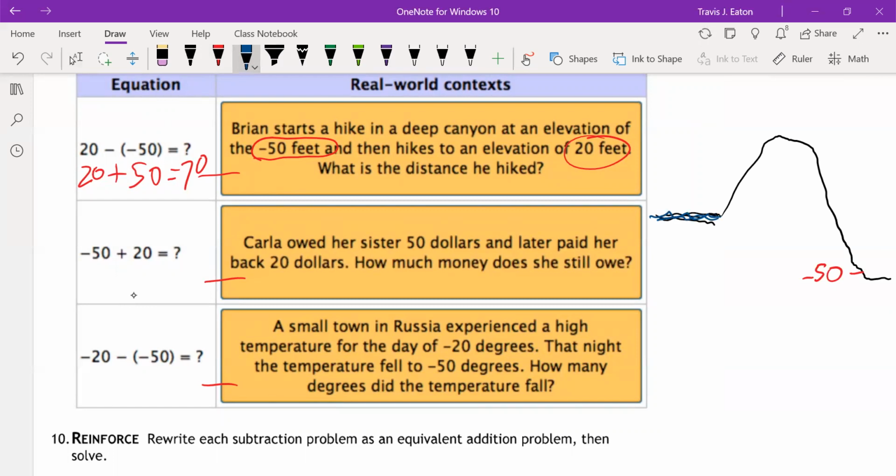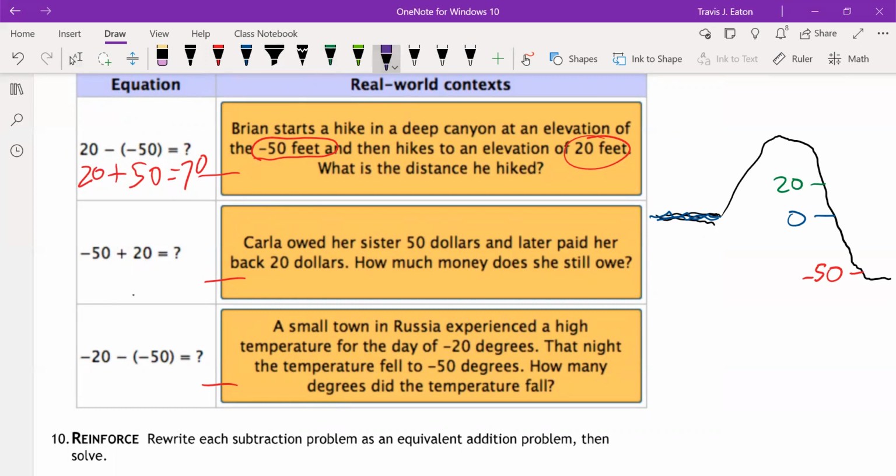Blue sea, okay? And then Brian hikes to an elevation of 20 feet. So again, here's that sea level mark. That means that's going to be 0. And he hikes from negative 50 in this deep canyon to an elevation of 20 above sea level. So then what is the distance that he hiked?